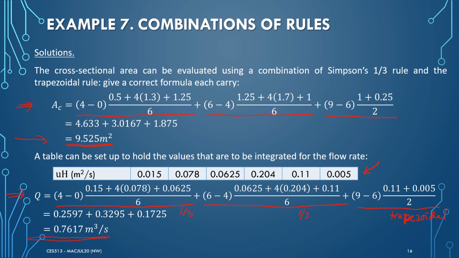So that's all for topic 5.2, Simpson's rules, which consists of Simpson's 1/3 rule and Simpson's 3/8 rule.